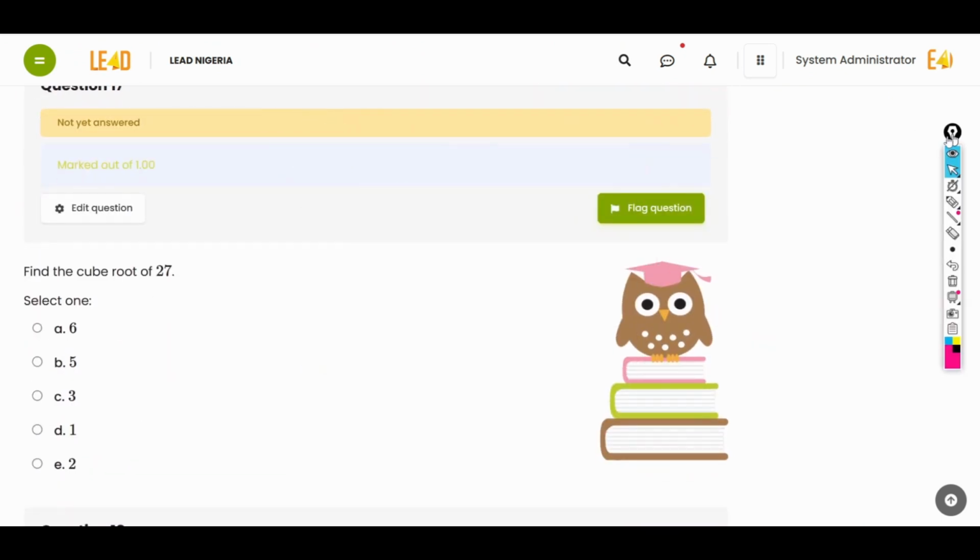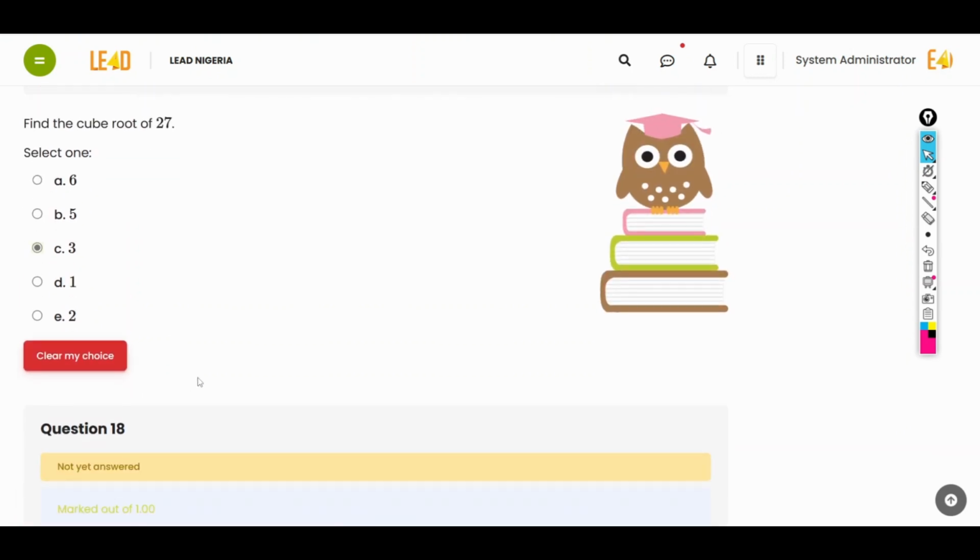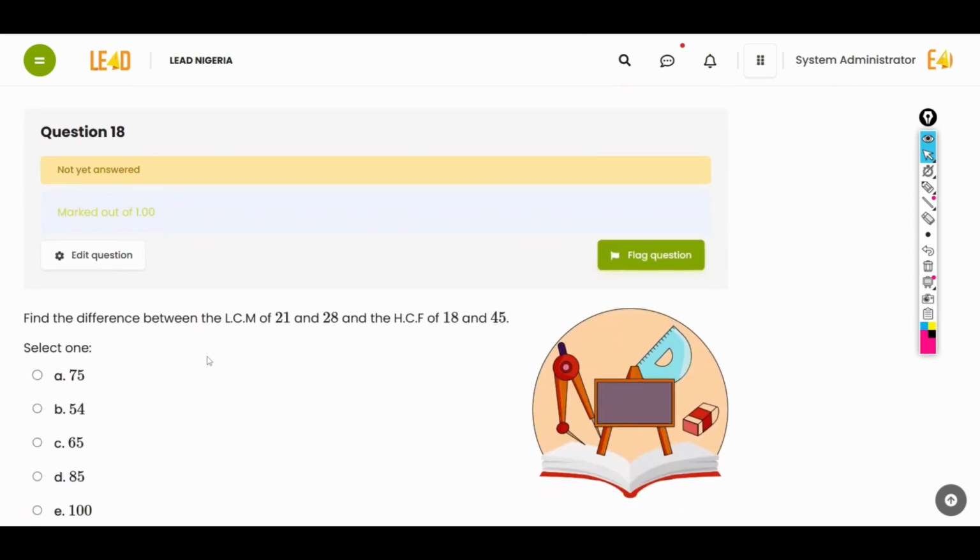Okay, so find the cube root of 27. I mean, I don't think we need to calculate this, right? It's 3, because 3 times 3 times 3 is 27. Right, so that's the only number that can do that. But you can do the prime factorization, you just get 3.